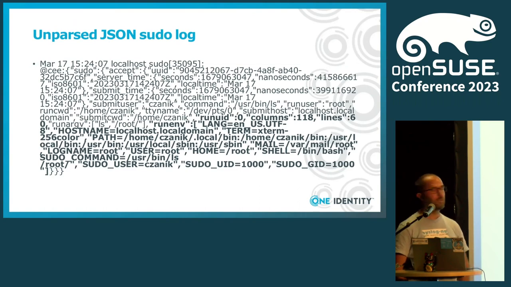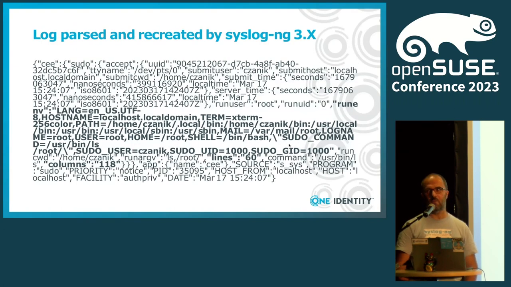Here we see how the original sudo log message looks. The important parts: you can see that the original log message has proper integers where it has numbers, which means that they are not in quotes. Anything in quotation marks in JSON means that it's a string or text type. So we see that the original is an integer, and here we also have a list. So let's see what happens if we parse it in Syslog-ng 3 and try to recreate the JSON formatted log message from name value pairs.